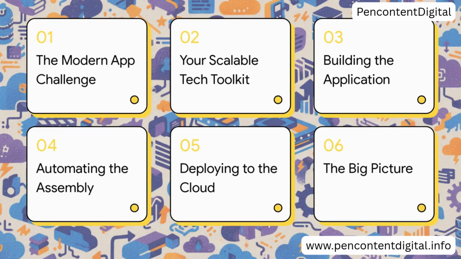So here's how we're going to break it all down. First, we'll talk about the big challenge that modern apps face. Then we'll open up the tech toolkit you need to solve it. After that, we're going to get our hands dirty looking at how the app is built, how we put the assembly on autopilot, and how we ship it out to the world. And finally, we'll zoom out and see how it all fits together.